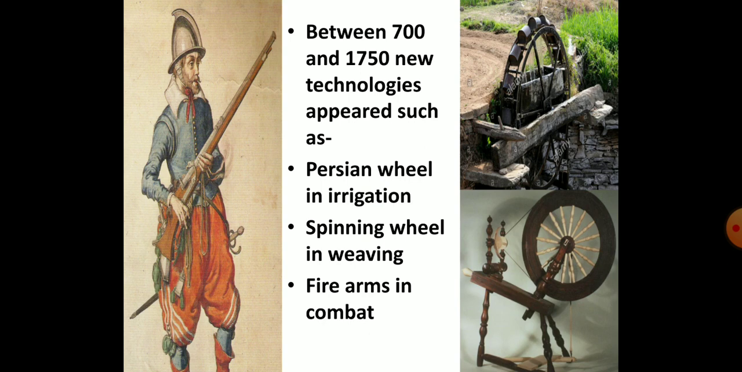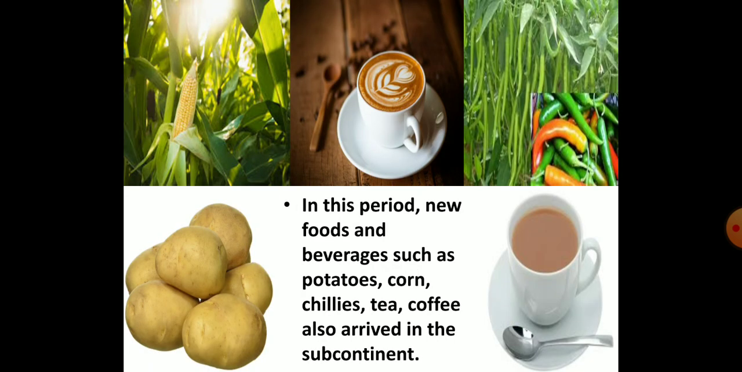Now we'll see the social and political groups. Between 700 and 1750, a variety of developments occurred. At different moments, new technologies appeared, such as the Persian wheel in irrigation, the spinning wheel in weaving, and the firearms in battles and wars for combat. Now, if we say food and beverages, these new food and beverages such as potatoes, corn, chili, tea, coffee also arrived in the subcontinent.